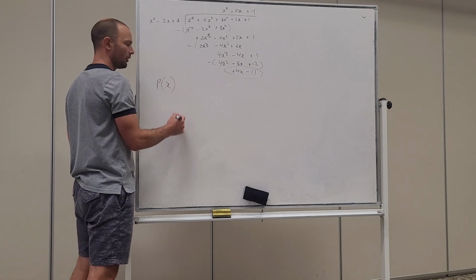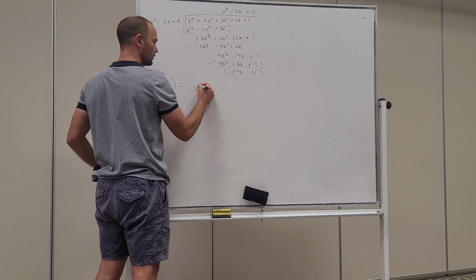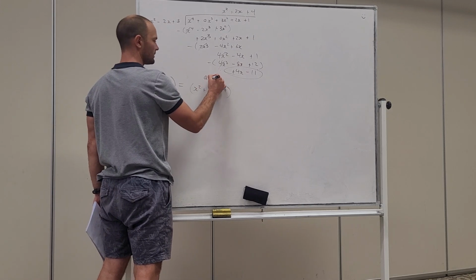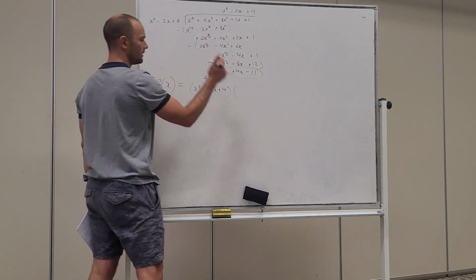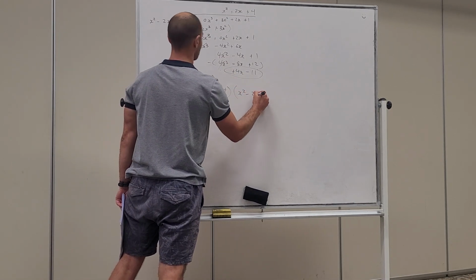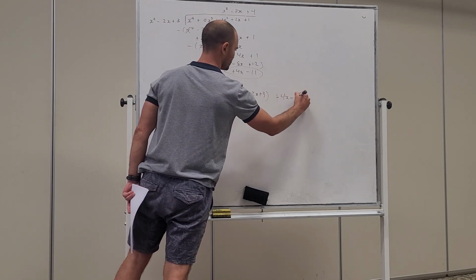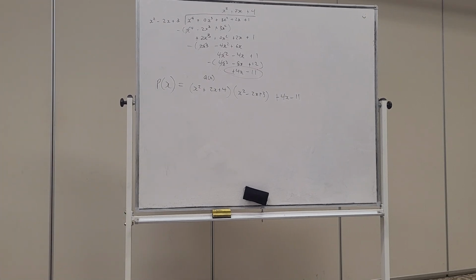So remember, the polynomial is equal to the quotient, what we have at the top, I'll write q of x above it, multiplied by the divisor. That's what we divided it by. And then plus the remainder.